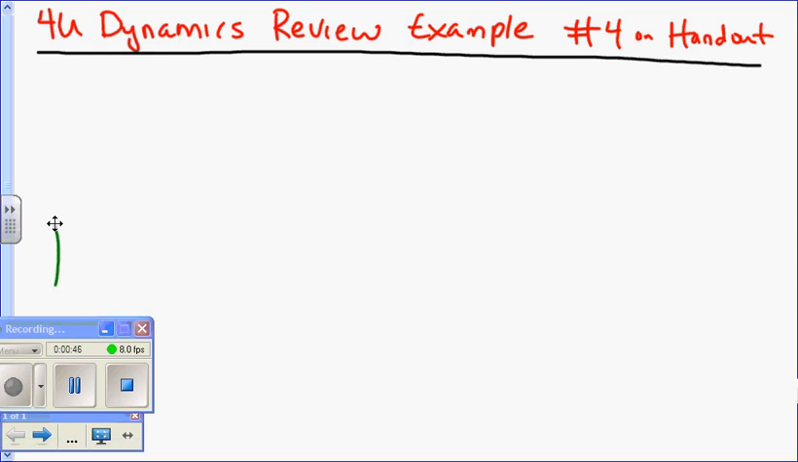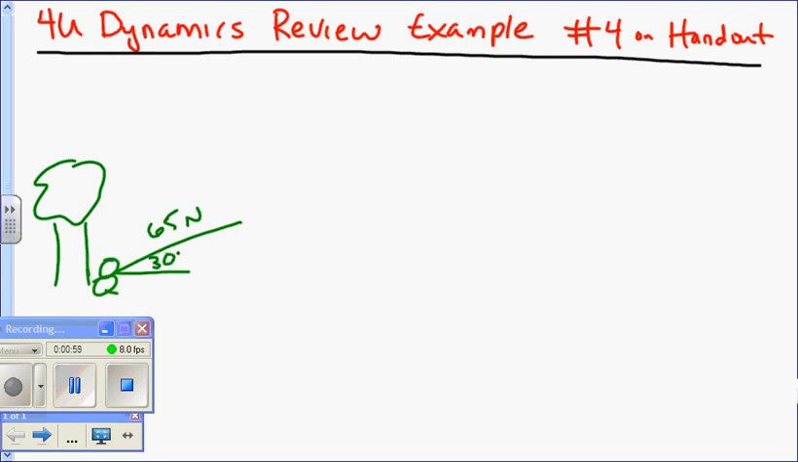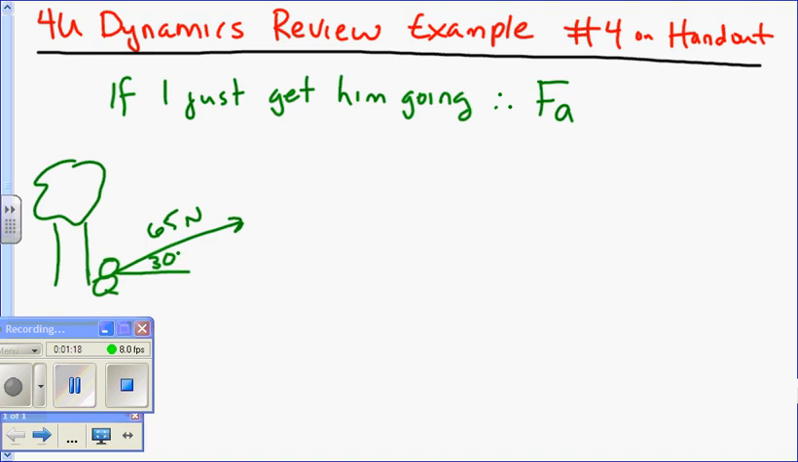So if you picture, here's the tree, here's Charlie sniffing away, and me, I want to get going. So I'm applying a force of 65 newtons on a 30-degree angle. And I just barely get him going by applying that force. So if I just get him going, if that's true, then my applied force in the direction of motion must be equal to Fs. And that becomes sort of the basic idea of the problem.